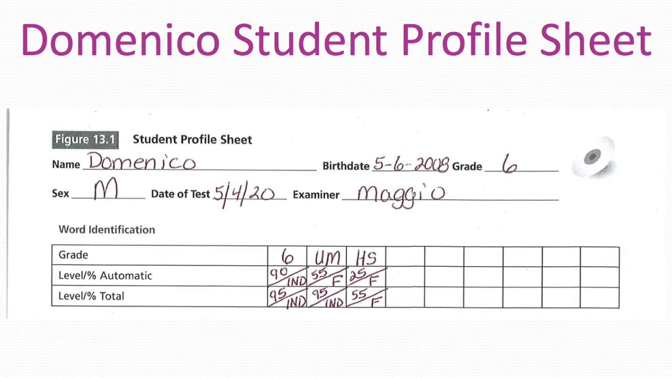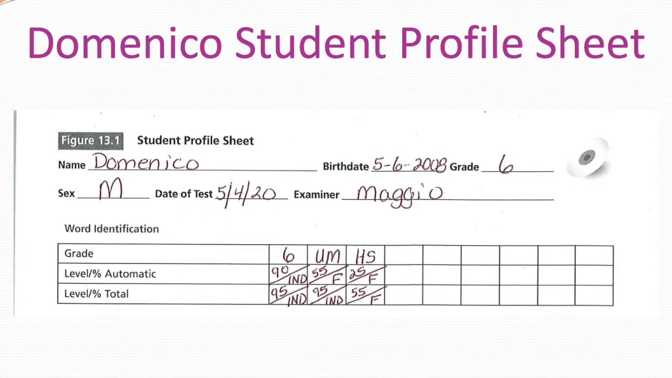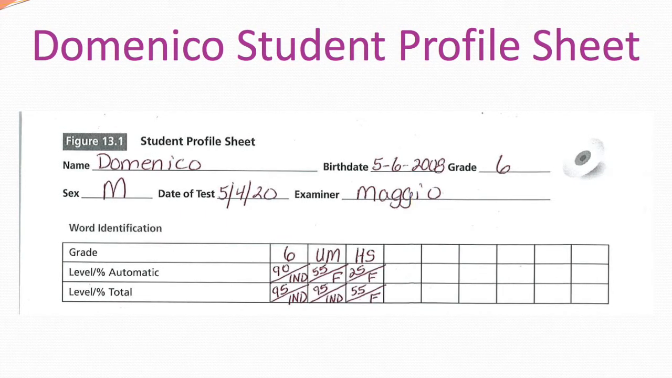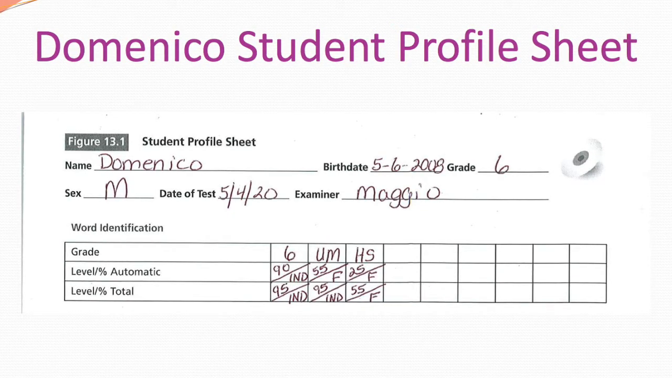Then the next box below that is our total level percentage correct. So in that case, we draw our line again diagonally across the box. We put in 95% independent, and so I use the IND for that independent.